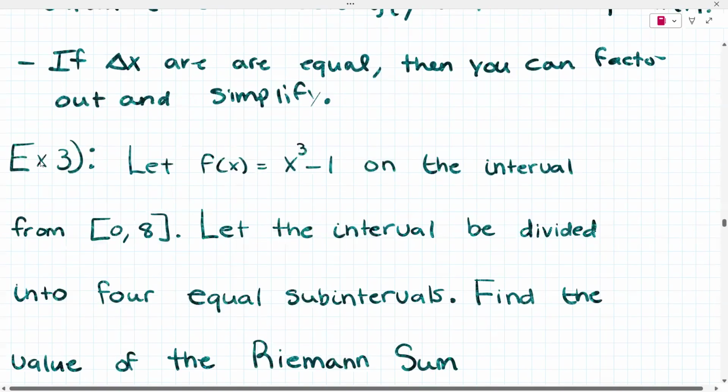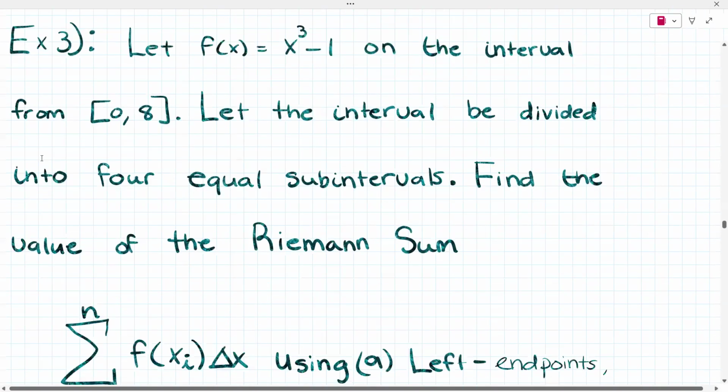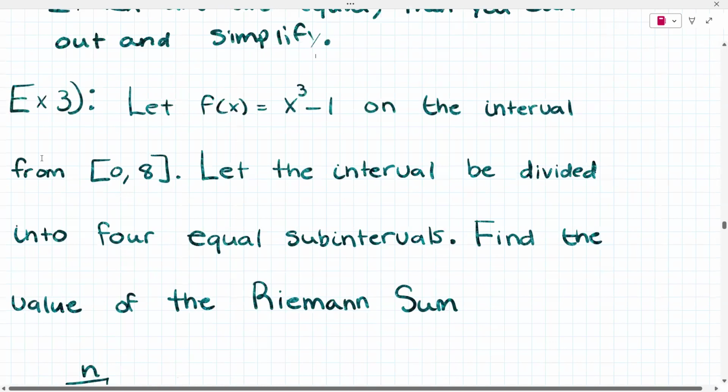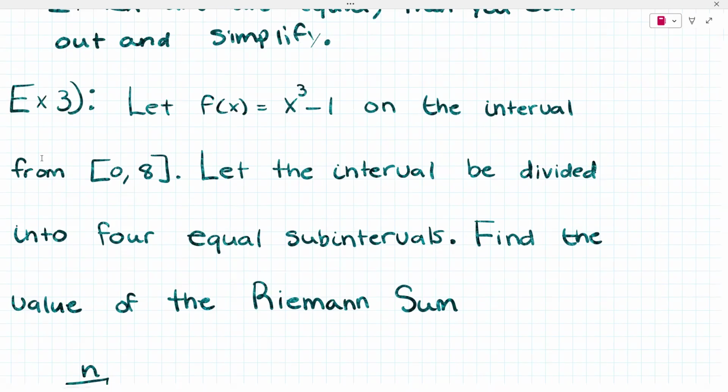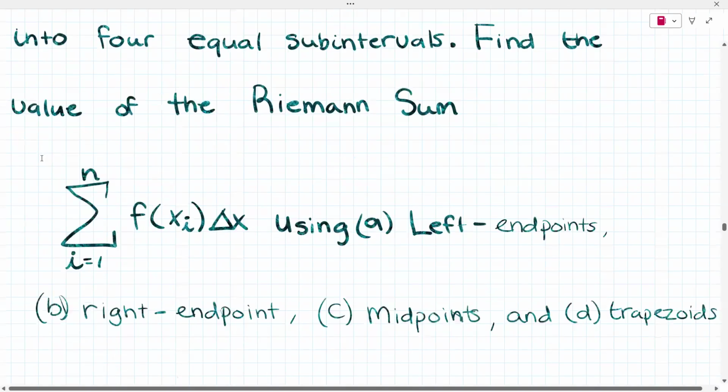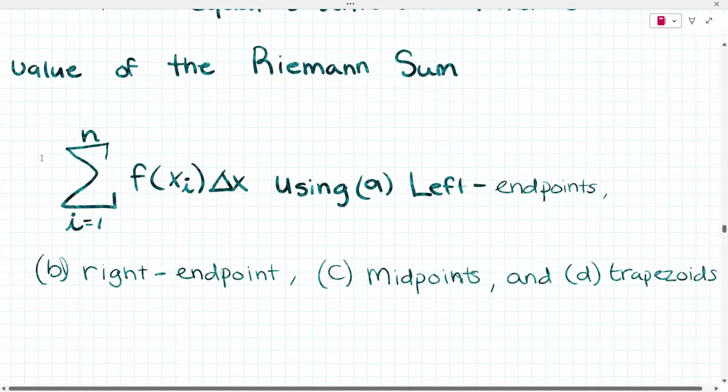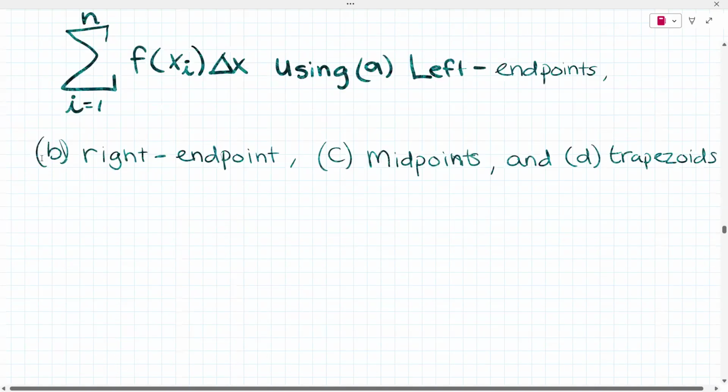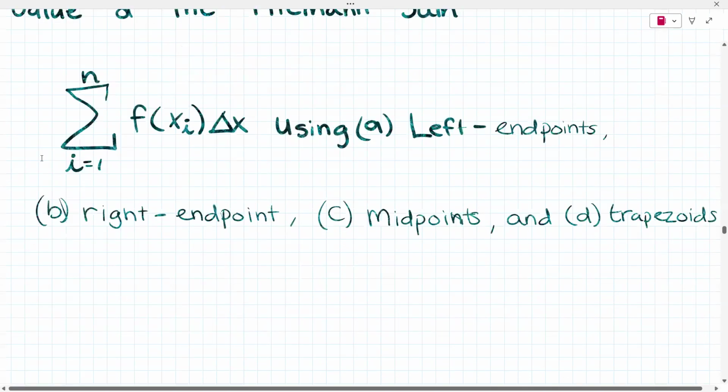Okay, so let's move on to example 3. Let f of x equals x cubed minus 1 on the interval from 0 to 8. Let the interval divide into 4 equal subintervals. Find the Riemann sum using left endpoints, right endpoints, midpoints, and trapezoids. Okay, so there's 4 methods we have to do.